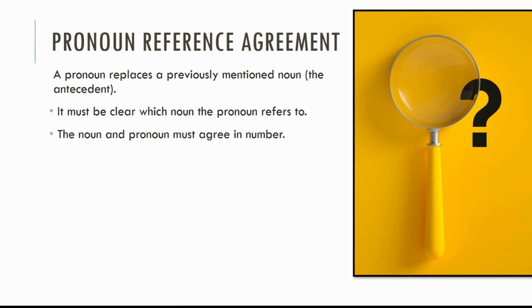pronoun reference agreement. So this is a different type of agreement. So we have a pronoun like he, she, they, or it. That's very vague. Who am I talking about? It has to refer back to something, which is called the antecedent. It's another noun, like the cat, the book, the coach. So in the sentence, it needs to be clear which noun that pronoun, he, she, it, refers back to. And those two need to agree in number, singular, singular, plural, plural.